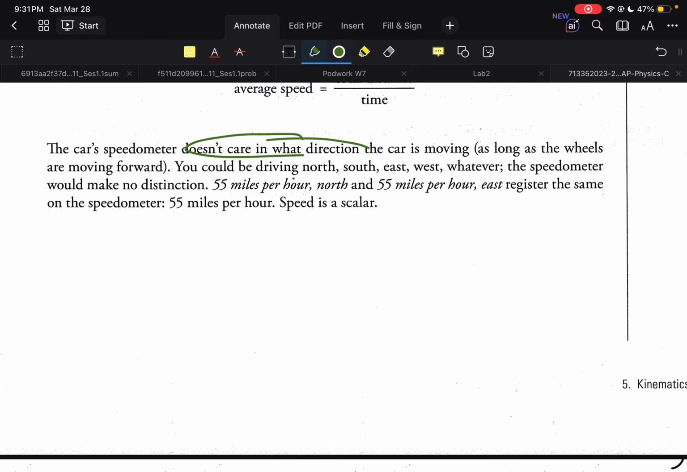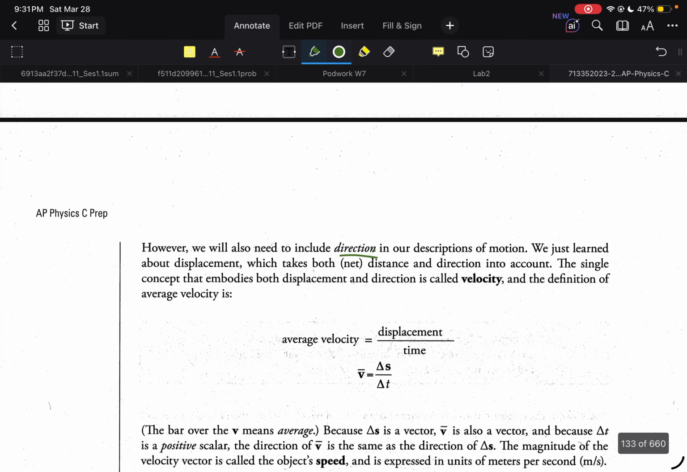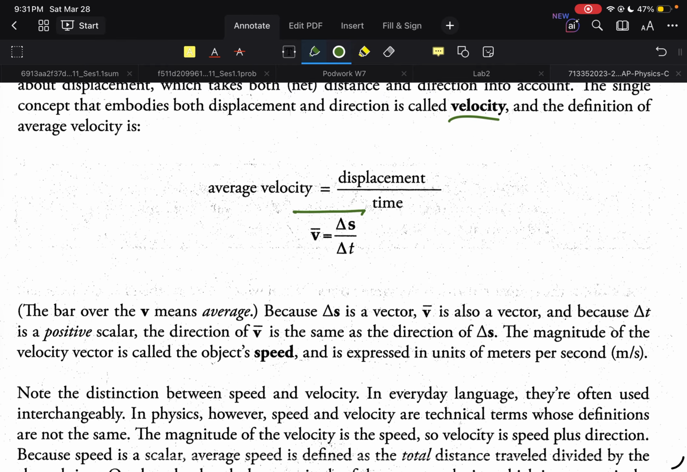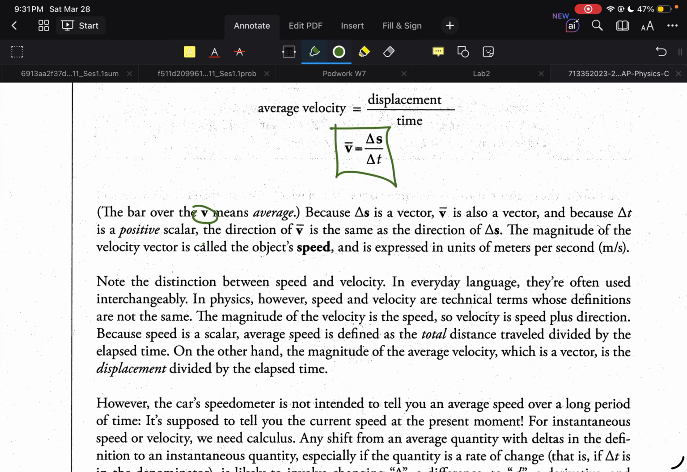The speedometer doesn't care what direction, as long as the wheels are moving forward or backward. Okay, speed is a scalar. Add direction to make it velocity. So velocity is the change in displacement over the change in time. The bar over v means average, because s is a vector. This is also a vector.